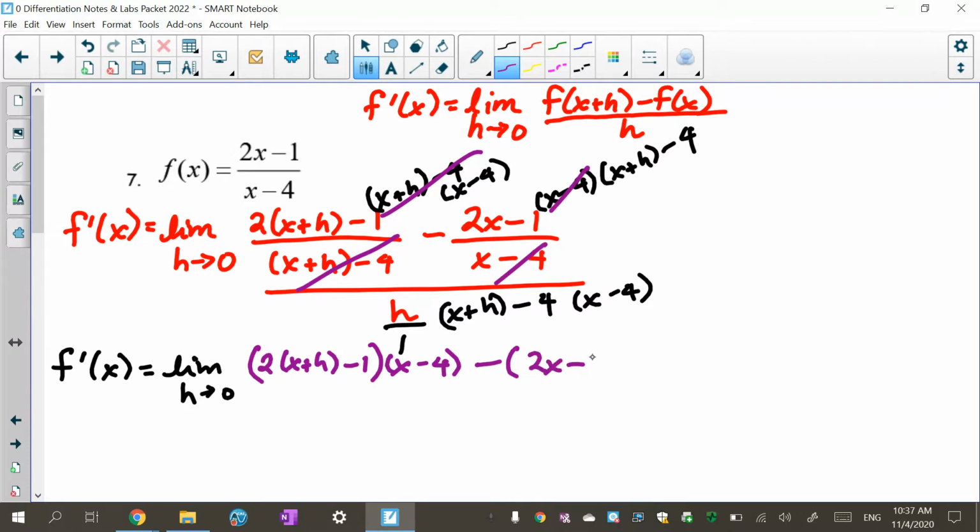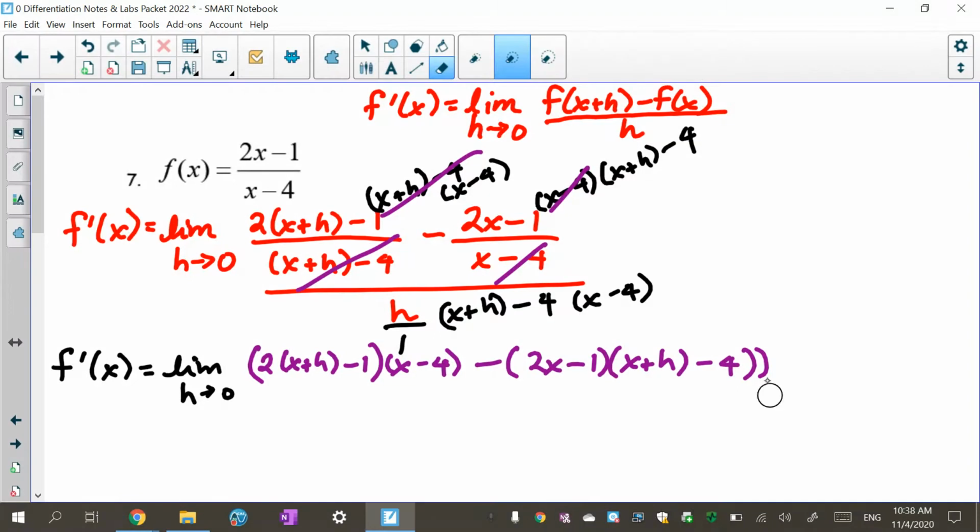2x minus 1. I always do parentheses. I want to be careful. Times x plus h minus 4. So I got like a double parentheses here. Okay, well, I don't need to have a double, I guess. I just write it like that. All right, all over. And the denominator is kind of yucky looking.